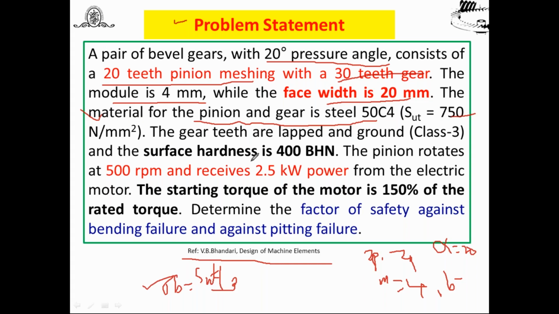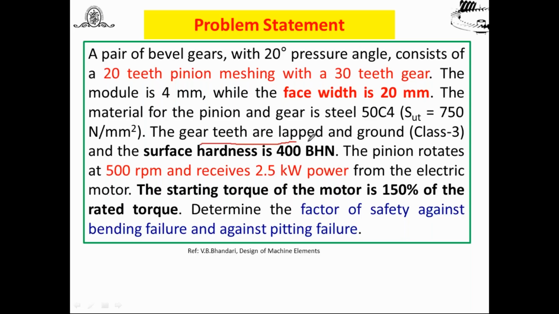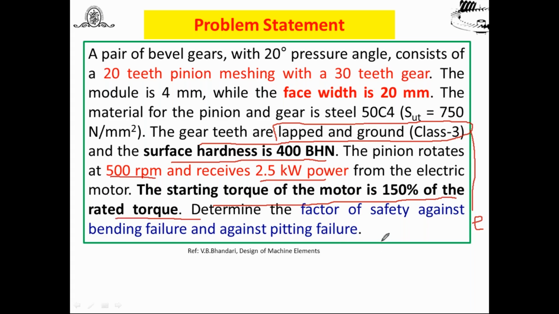So you will get sigma B. Then here, a very important one. Yesterday we discussed beam strength. Gear teeth are lapped and ground, class 3. Why lapped, ground and class 3? It will help to take the value of error based on this class 3. That's why it's very important. Then surface hardness is given as 400 BHN. Pinion speed NP is given as 500 rpm. Power is given as 2.5 kilowatt. And the starting torque of the motor is 150% times the rated torque. Determine the FOS against pitting and bending failure. Okay, we will see how to calculate it.